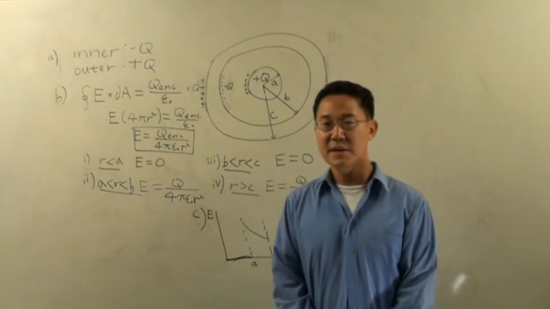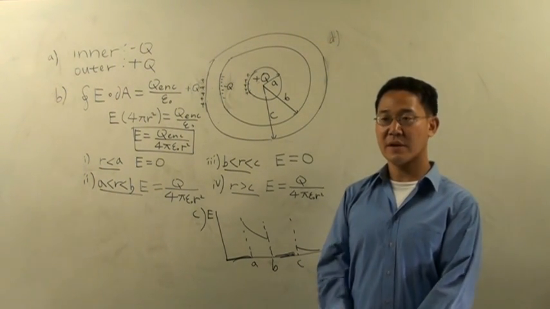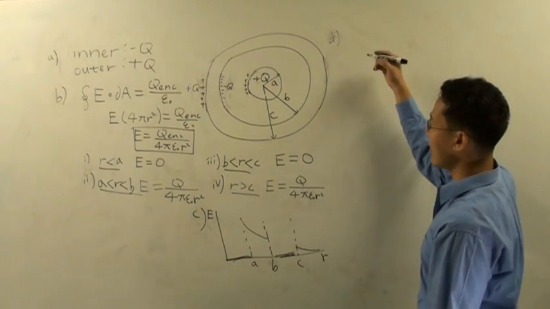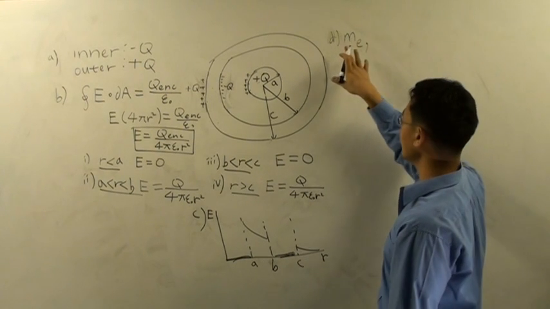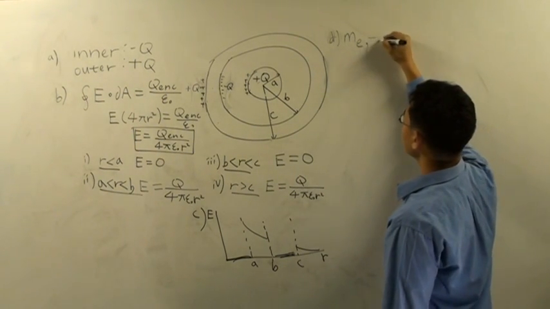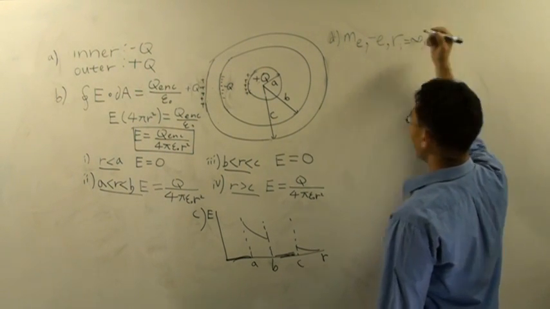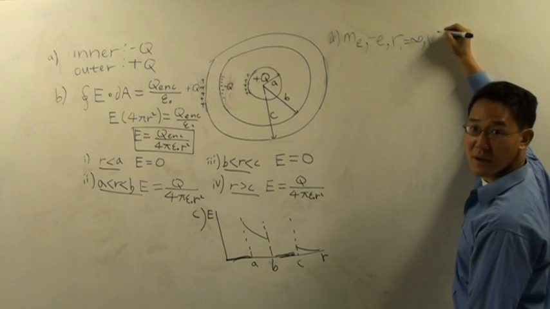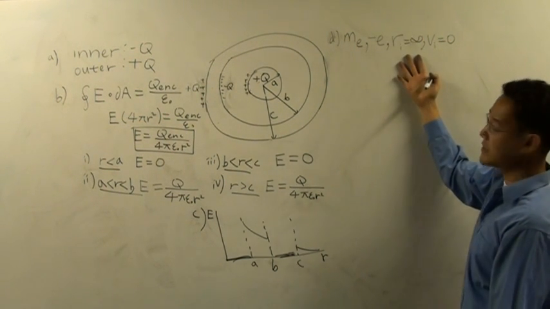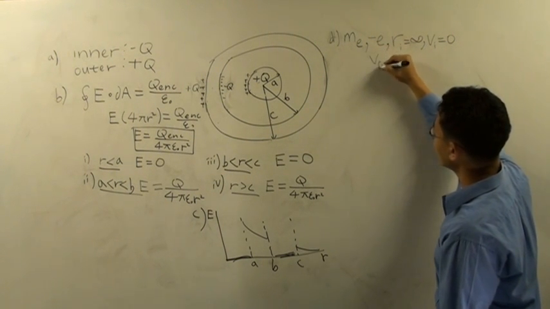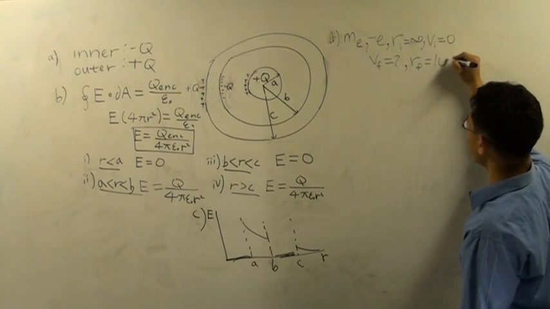The last part of the problem is asking us to calculate the final velocity of an electron. We have an electron of mass m_e carrying charge minus e, and initially it's located at infinity, and initially it has velocity of 0. With this information, we want to calculate the final velocity of the electron when it's at distance 10C.